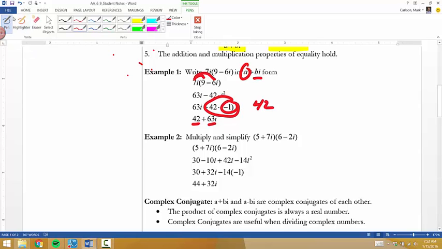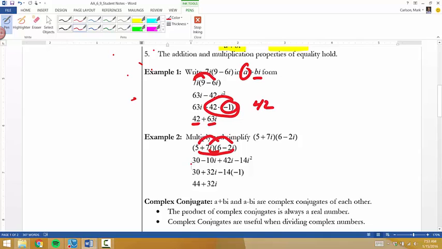In example 2, we want to multiply these two complex numbers together. This is our first look at taking two complex numbers and multiplying them together. Well, we're going to multiply them just like we would if i were a variable, and we're going to use our FOIL method to do that. So I'm going to take first, outer, inner, and last to get my answer.